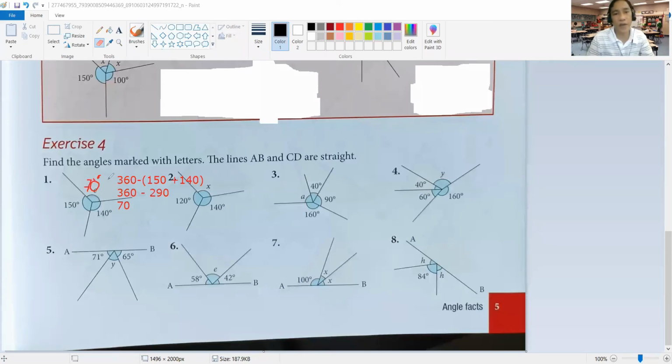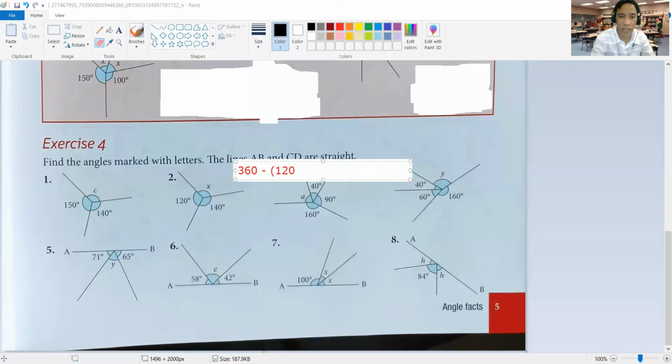All right? Now in question number 2, 360 minus, in brackets, 120 plus 140. It's 360 because it will form a circle, and that is 360 degrees. 120 plus 140 is 260. Then 360 minus 260 is 100 degrees. Therefore, angle X here is 100 degrees.